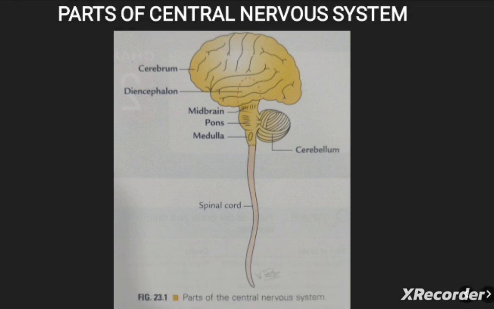Okay, so these are the parts of the central nervous system. You can see the brain here and this is the cerebrum. Then you can see the cerebellum here, and then the medulla, then the pons above the medulla, then the midbrain above the pons, and then this diencephalon is between the cerebrum and the brainstem. Okay, this is the cerebrum and we'll be diving deep into the cerebrum now.